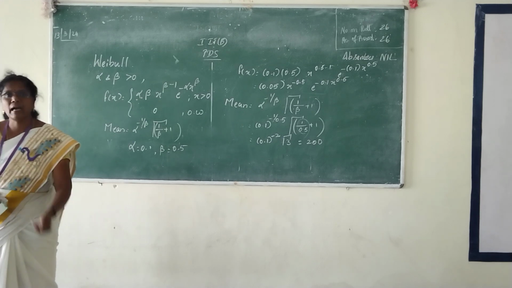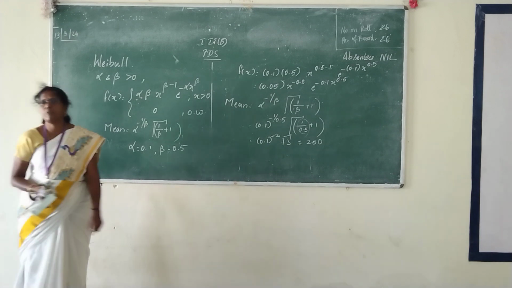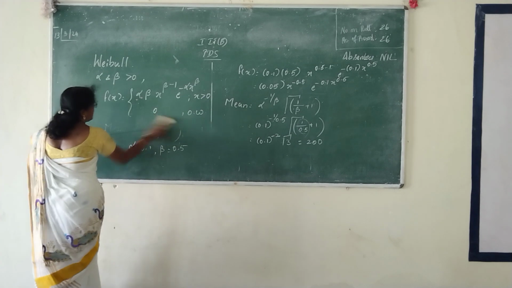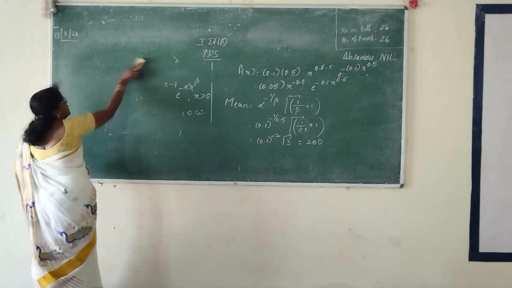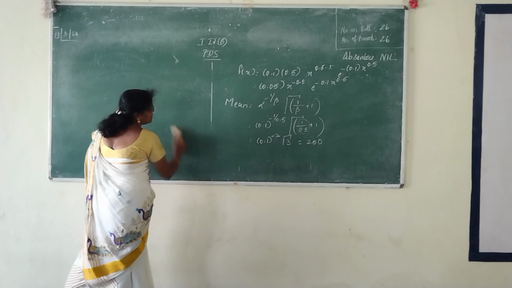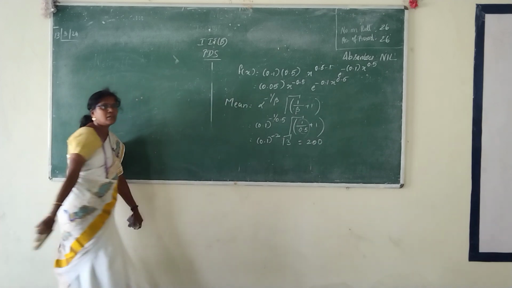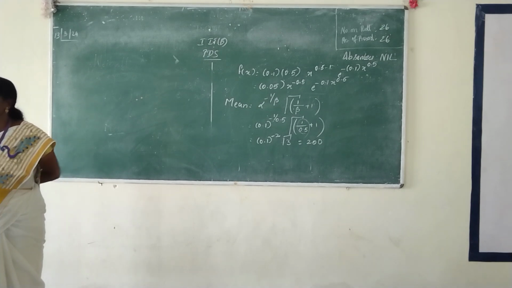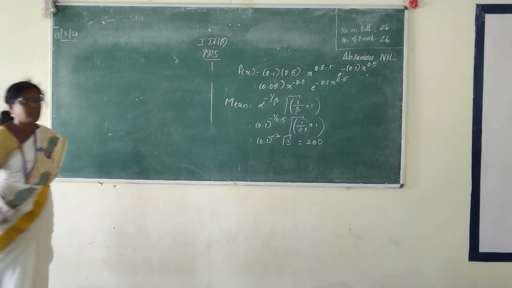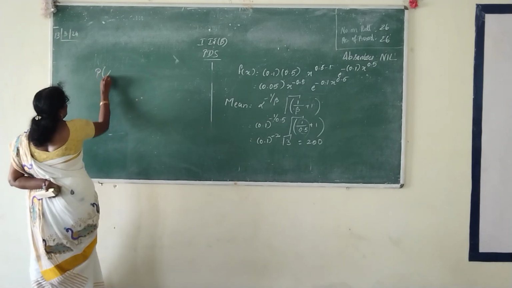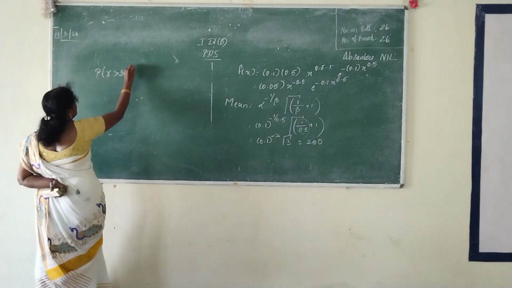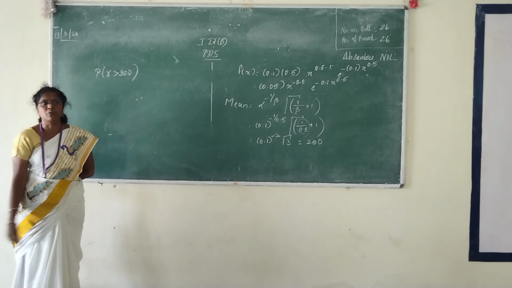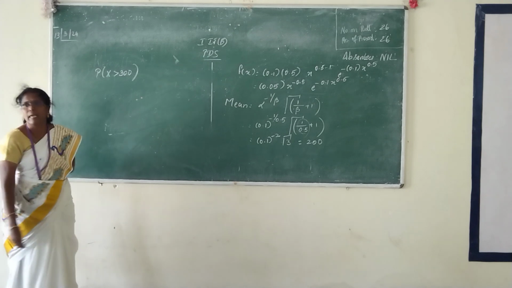Okay. Should we go for the last one now? Second one. What is supposed to be found? Tell me what is supposed to be found. More than 300. More than or less than? More than. More than 300 is what you have to find. Greater than. So start the second summation. Probability of x greater than 300. So greater than 300, what is the limit value? 300 to infinity.